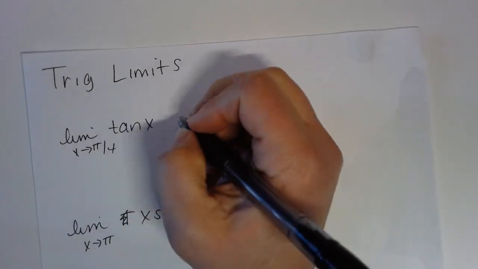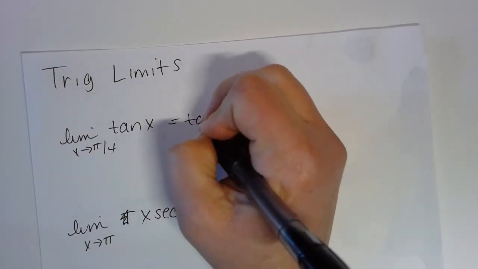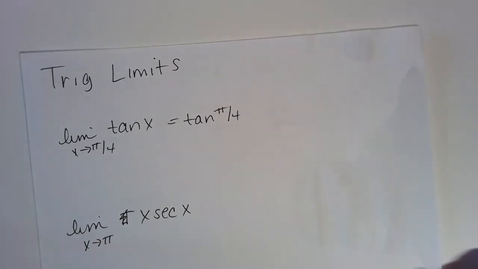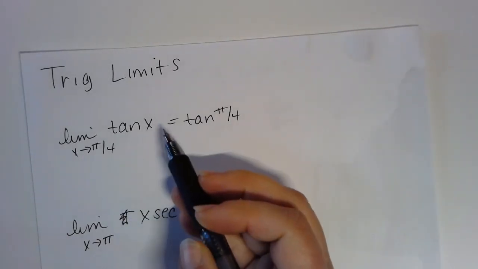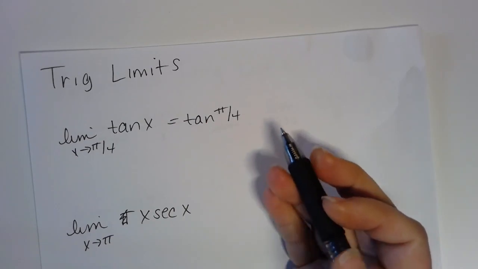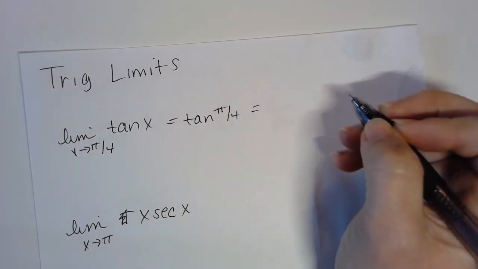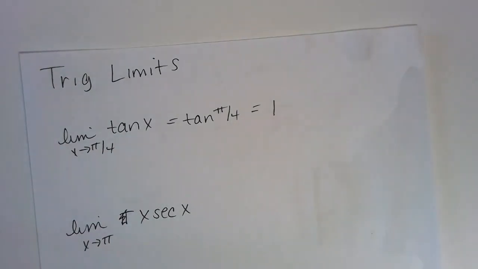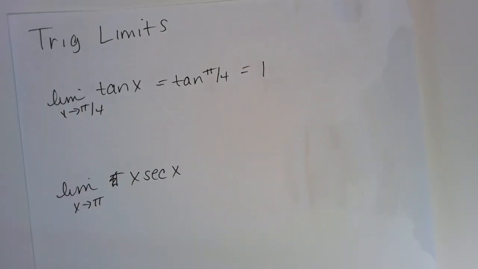And so what we can do here is we can at least try tangent of pi over 4, and there's no reason that we can't just figure that out, because when I plug in this, nothing bad happens, I'm not dividing by 0 or anything like that. So hopefully I remember that the tangent of pi over 4 is just 1. Okay. So that's the first one.